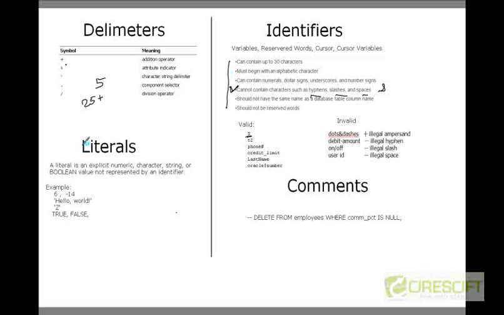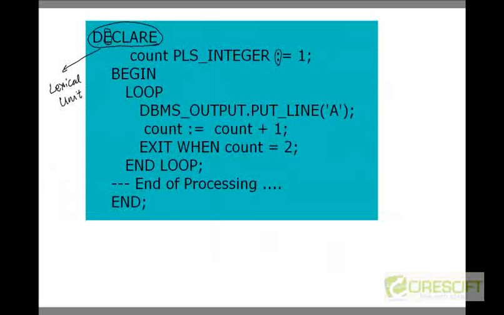Then literals are explicit numeric, character or string values. Here is a numeric literal. Hello world is a string literal. G is a character literal. True and false are Boolean literals. And then we have comments, which start with two hyphens, and also C-style comments that we have seen before. So let's take an example.